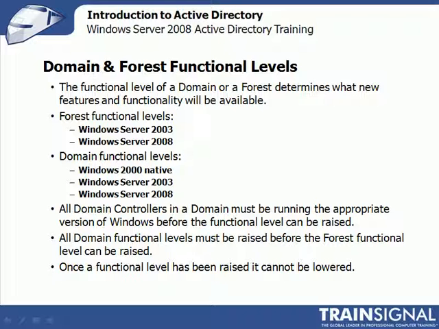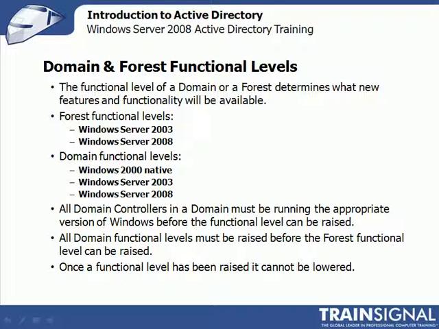Now we have functional levels broken down at both the forest and domain level. The forest functional levels, there's two levels. There's Windows Server 2003 and Windows Server 2008. And basically, you need to be in the Windows Server 2003 functional level if you still have any Windows Server 2003 or older domain controllers. We have three domain functional levels: Windows 2000 native, Windows Server 2003, and Windows Server 2008.